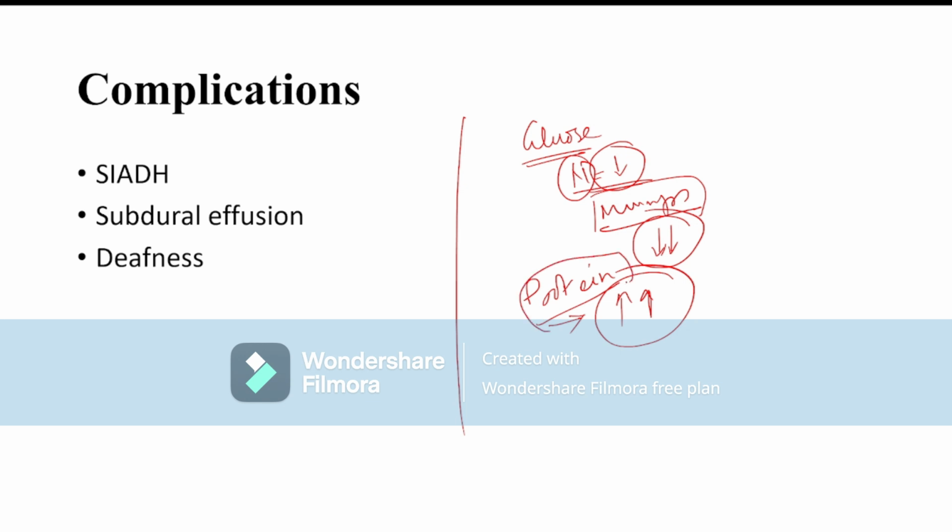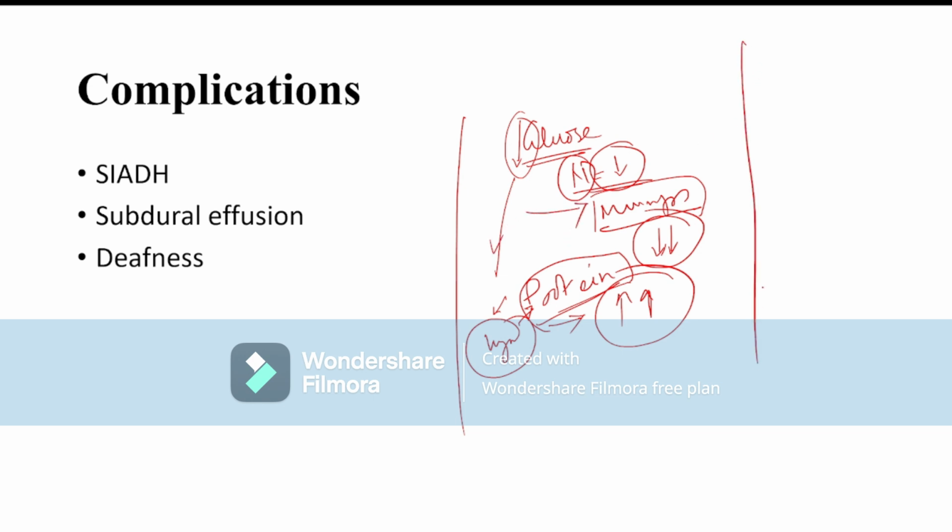So if we find the protein is much higher but the glucose is normal and in the CSF counts there is a lymphocyte predominance, we think about polio. If the child has decreased sugar, just like bacterial meningitis, but the protein is normal and the child has lymphocyte predominance, then we think the child is suffering from mumps meningitis.